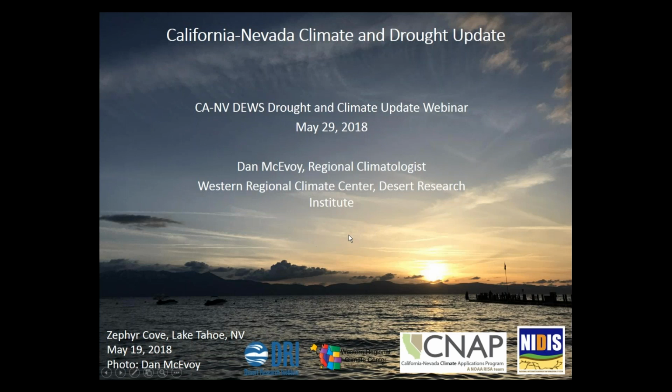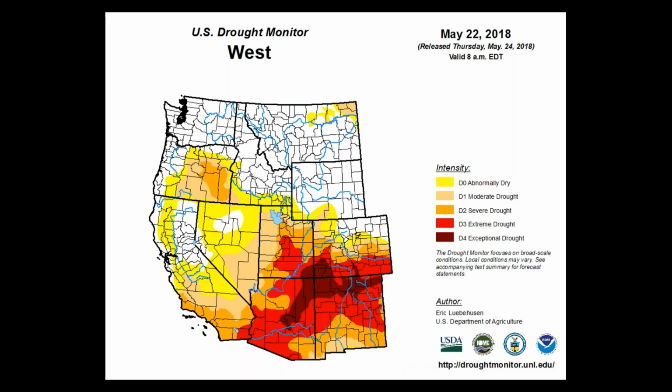Here we go. I'm going to go through the drought update and outlook. No more introductions here. Let's get right into it. So this is the latest U.S. drought monitor map from last week. What we see here in California and Nevada is once again quite a bit of drought creeping into the southern part of both states.